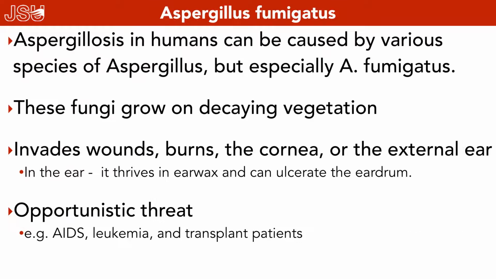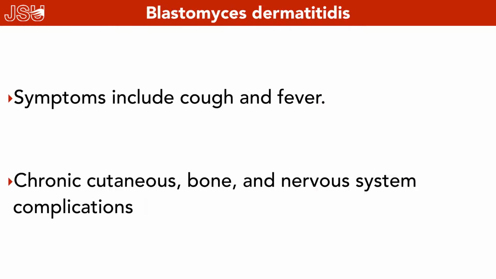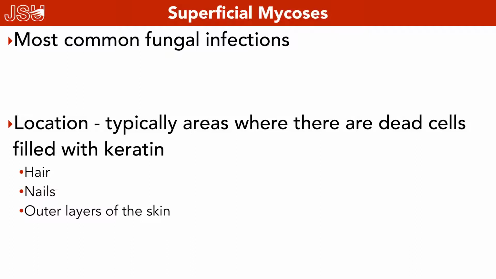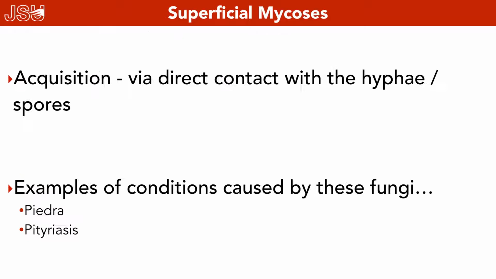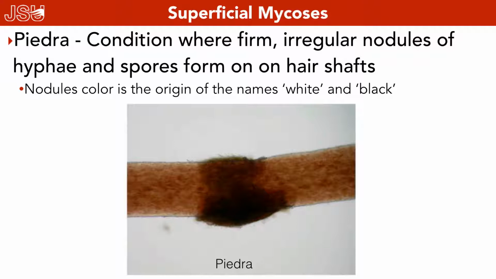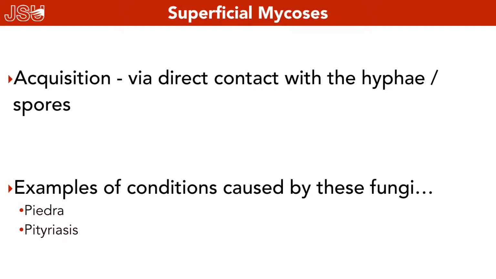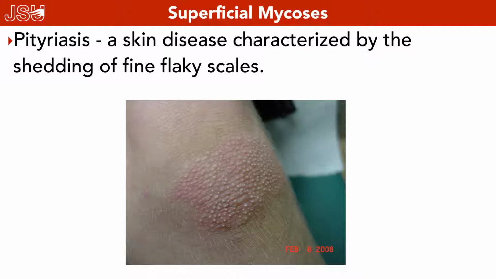Talked about Aspergillus. Let me get to another one here. How about some of the superficial mycoses, right? Pedro, what was that one? That's the nodules in the hair. What are the two types of that? Black and white. Okay. Pityriasis, it's flakiness on the skin, both from a fungal infection. But superficial, before we start getting more into this, what do you mean by superficial? It's on the what? The outermost part of the skin.